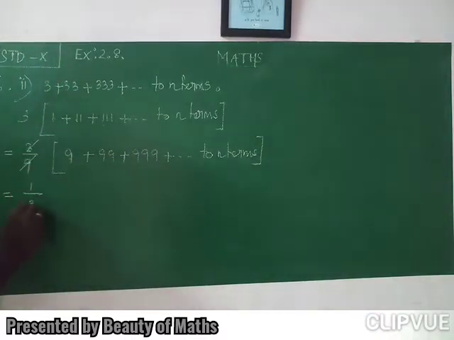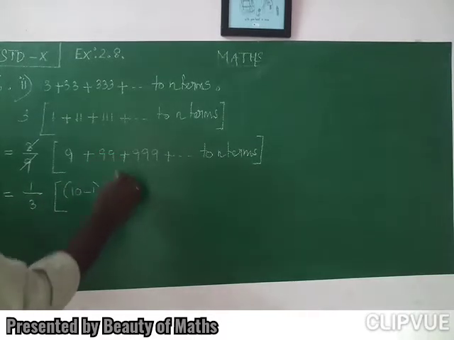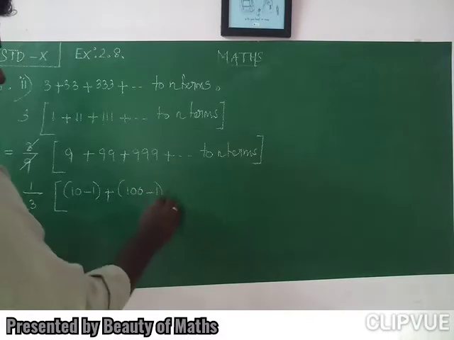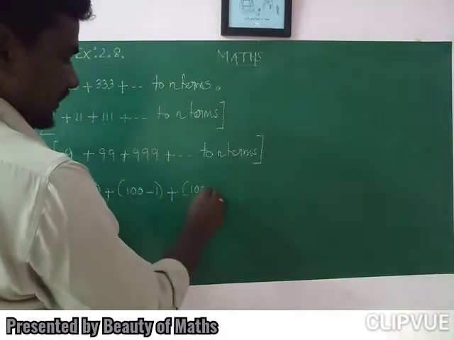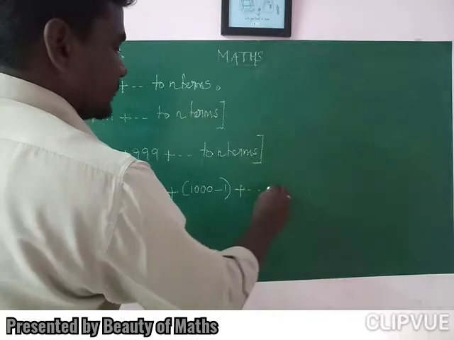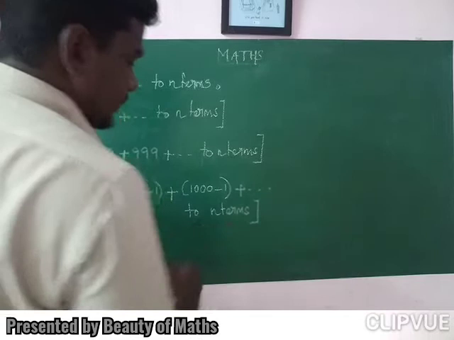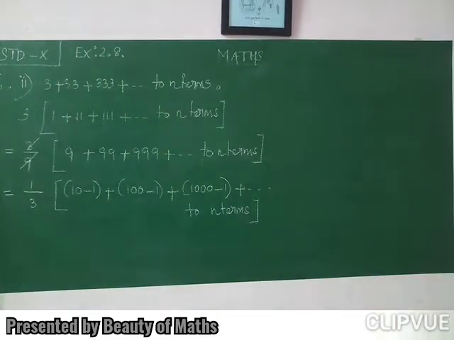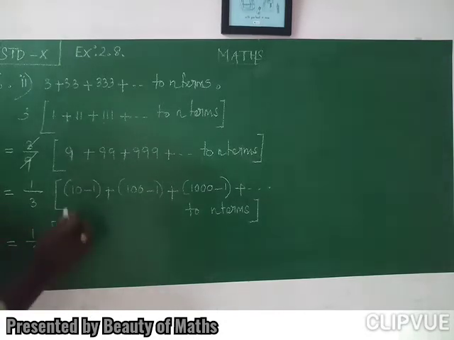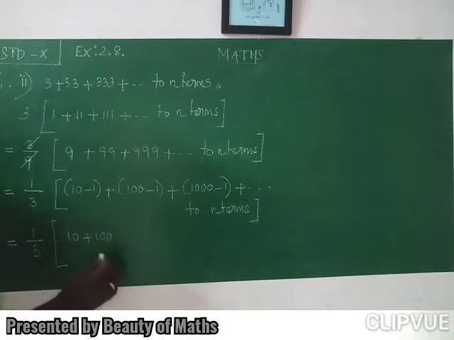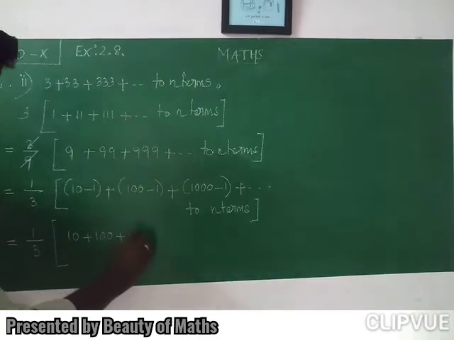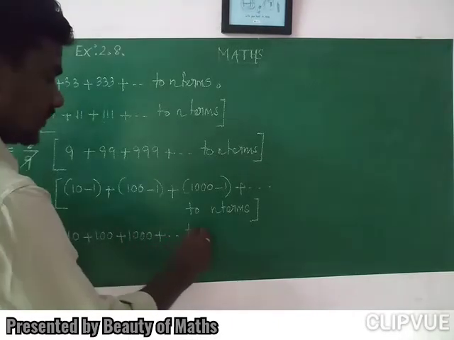It can be simplified, so 1 by 3. Now this 9 can be written as 10 minus 1, this 99 can be written as 100 minus 1, this one can be written as 1000 minus 1, plus and so on to n terms. Now I am going to split the series: 1 by 3 of 10 plus 100 plus 1000 plus and so on to n terms.